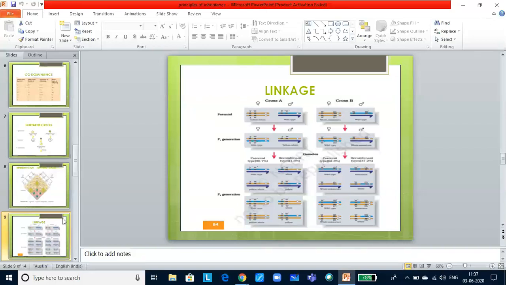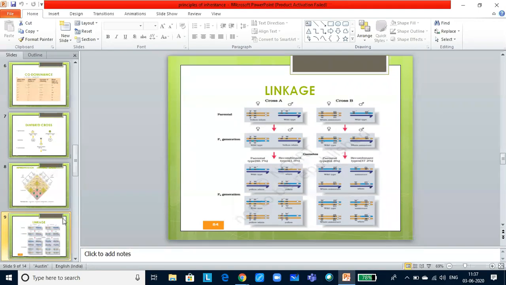Now if you look at the linkage groups, the number of linkage groups corresponds to the haploid number of chromosomes. For example, in Drosophila the haploid number is 4, that is n equals 4, so the number of linkage groups will be 4. In garden pea the haploid number is 7, so the linkage groups will also be 7. In maize, n equals 10, so linkage groups will be 10. In Homo sapiens, n equals 23, so the linkage groups will also be 23.